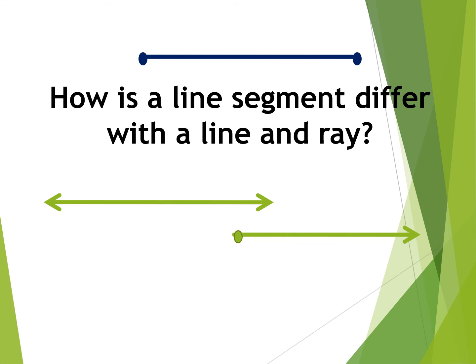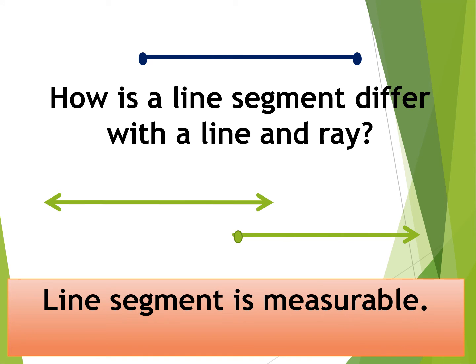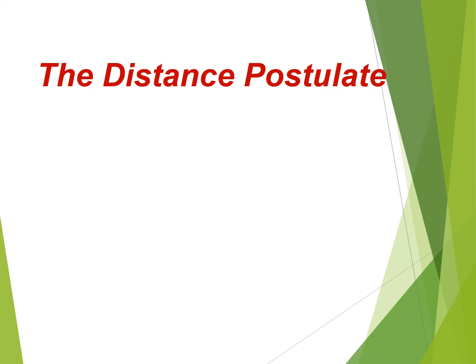So how does a line segment differ from a line and a ray? If you look at the illustration, for the line segment we have two endpoints. For the line, we have two arrowheads, meaning it will go on continuously. But for the ray, we have one endpoint and one arrowhead. So a line segment is measurable. There is a definite length for our line segment. So let's proceed to the distance postulate.